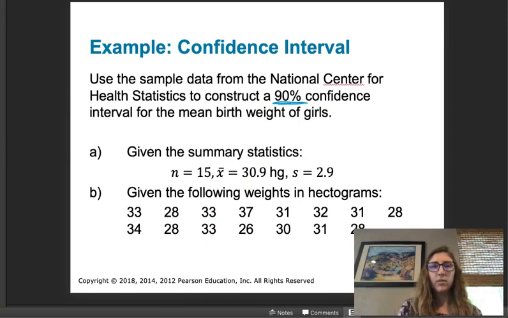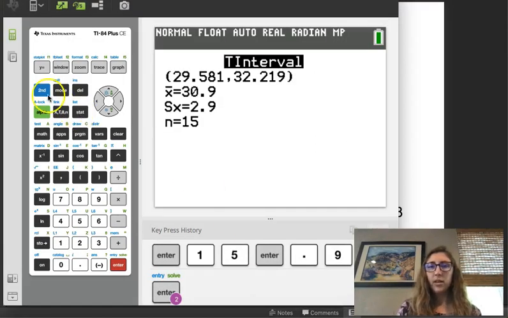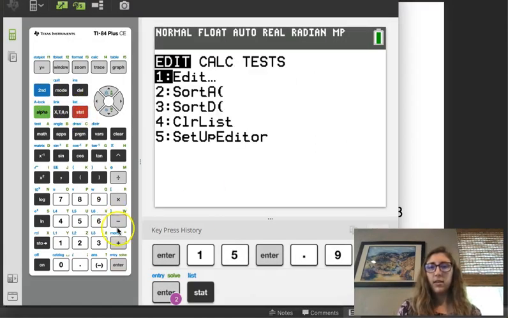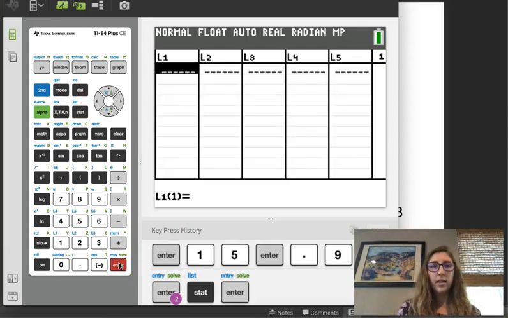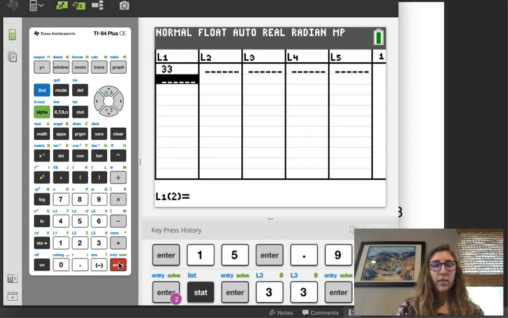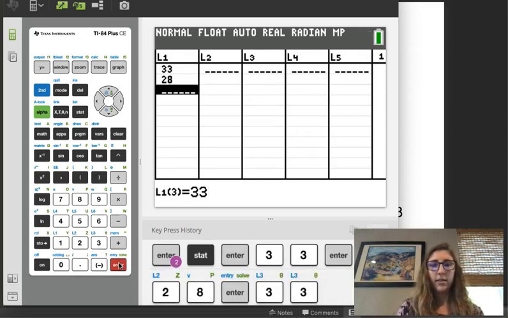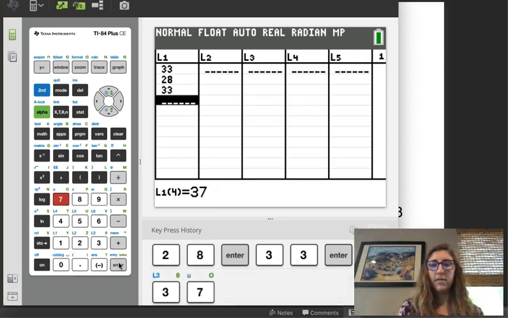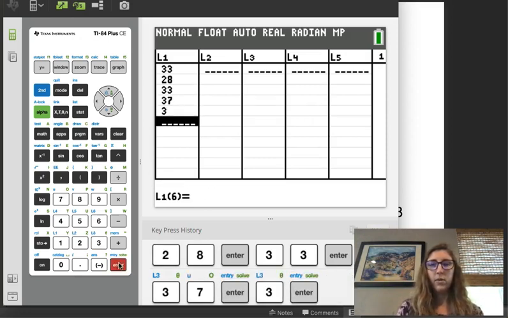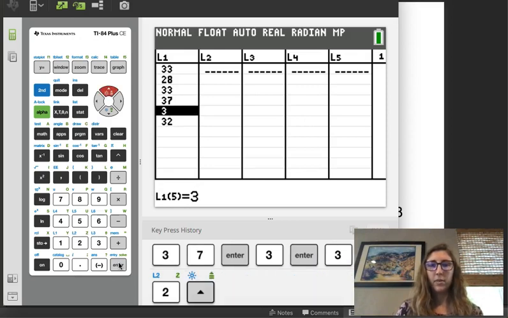All right, so we have this part B here. So now we want to do this with all of these different numbers. So we would need to enter all of these in our list. So stat edit, we'd have 33 and 28, 33, 37, 31, 32. Nope, I messed up here.